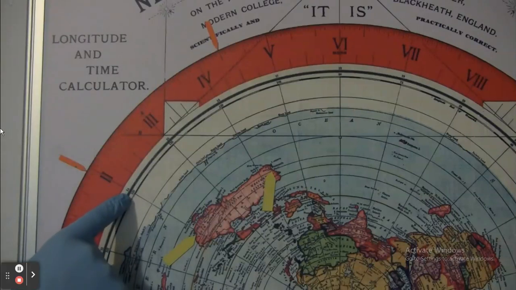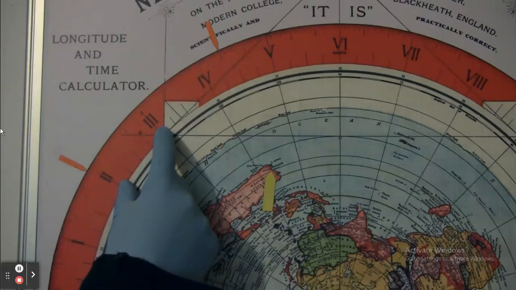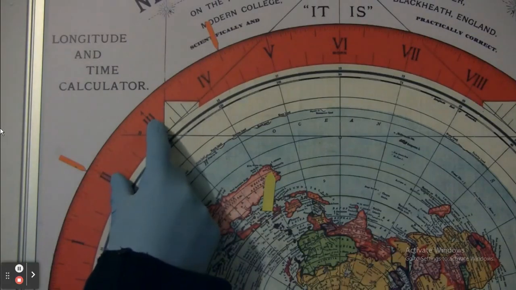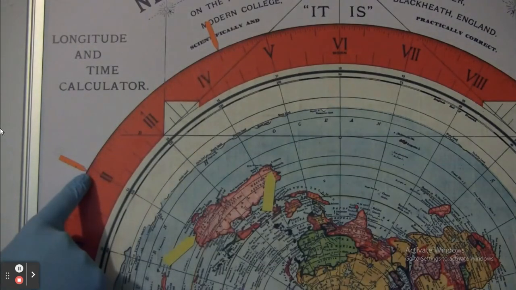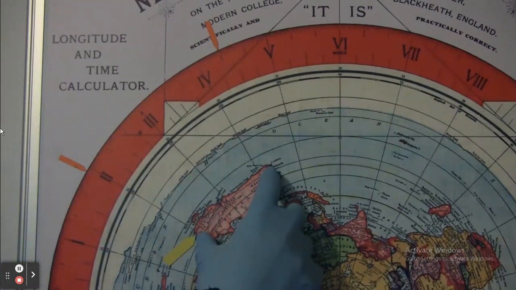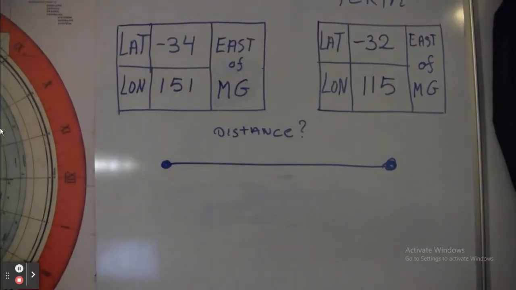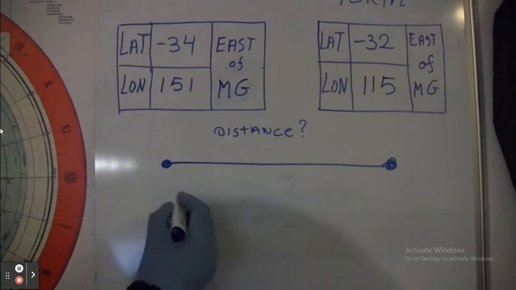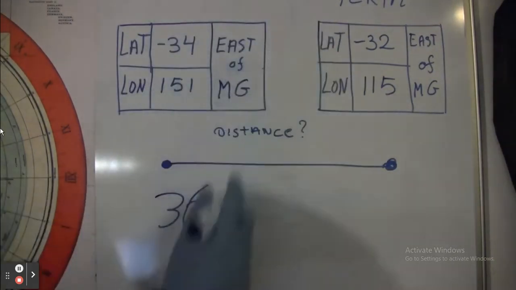We have our longitude for Sydney, that's 151. Each longitude line is separated by 15 degrees, so this is 15 plus 15 is 30 degrees, plus 5 is 35, plus 1 degree is 36 degrees. So between Sydney and Perth we have 36 degrees. The real distance between Sydney and Perth is 36 degrees. That's the amount of degrees between Sydney and Perth.